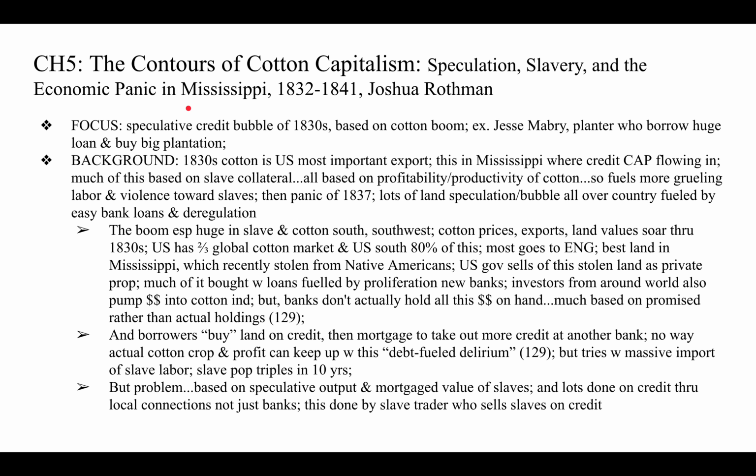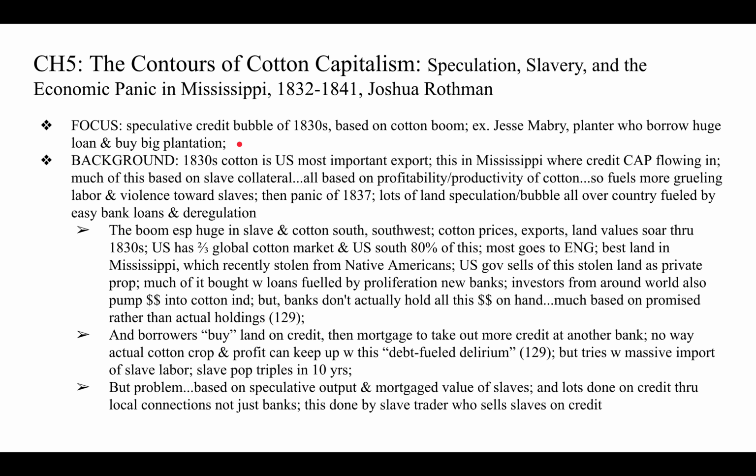In Chapter 5, The Contours of Cotton Capitalism: Speculation, Slavery, and the Economic Panic in Mississippi, 1832 to 1841, Joshua Rothman investigates the speculative credit bubble of the 1830s based on the cotton boom. Through the example he highlights, especially Jesse Mabry, a planter who borrowed huge loans and bought big plantations at the time.